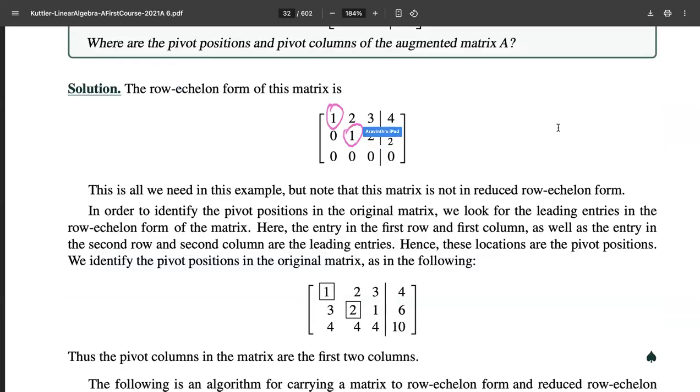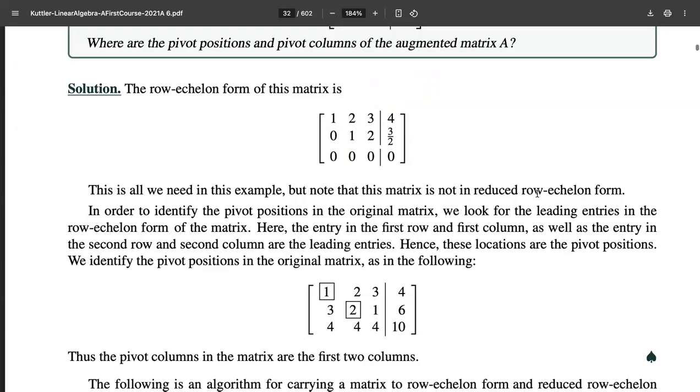From there, we can identify the pivot columns. They are the columns that contain the pivot positions. So the first column is a pivot column, and the second column is also a pivot column. The third column is not a pivot column because it does not have any pivot positions, because there are no leading entries there. And that's straightforward.